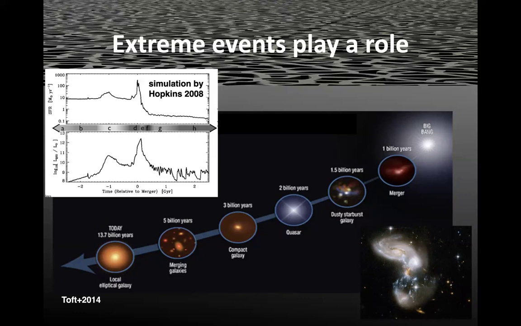It's what we call quenching. And this will stop the star formation in the most massive galaxy. So this is probably something crucial to understand galaxy evolution and the formation of massive galaxies.